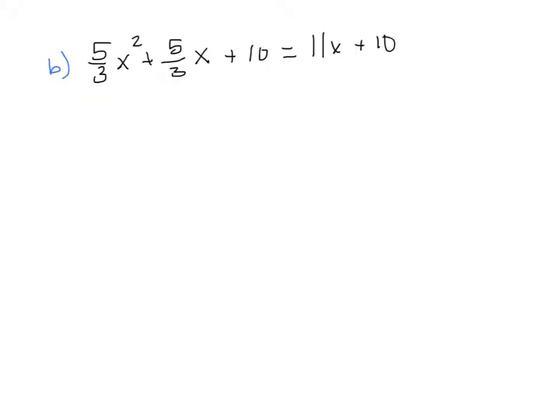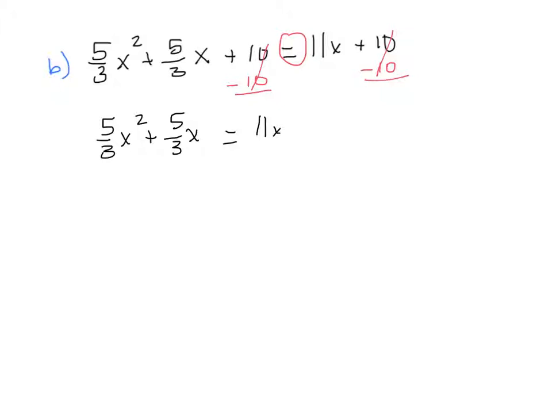Now in part B, we're asked to find the speed for which the oxygen consumption is the same for the walker and the runner. And when we say the same, that means set these two expressions equal to each other. So you can see I've done that here. And then we're going to want to solve these. So the first thing you'll notice is if I subtract 10 from both sides, these 10s cancel out. And that leaves me with 5/3 x squared plus 5/3 x equals 11x.